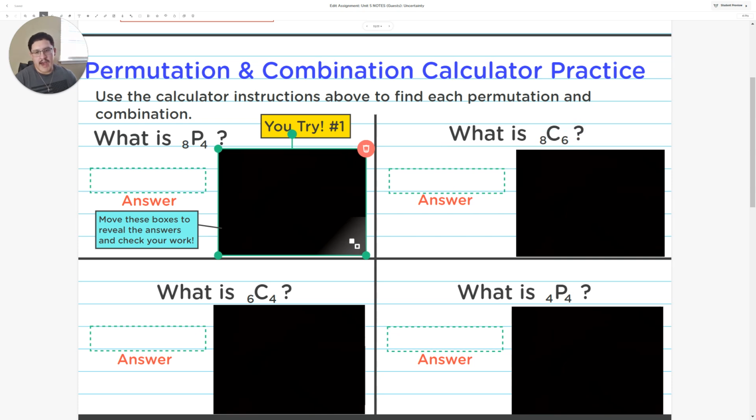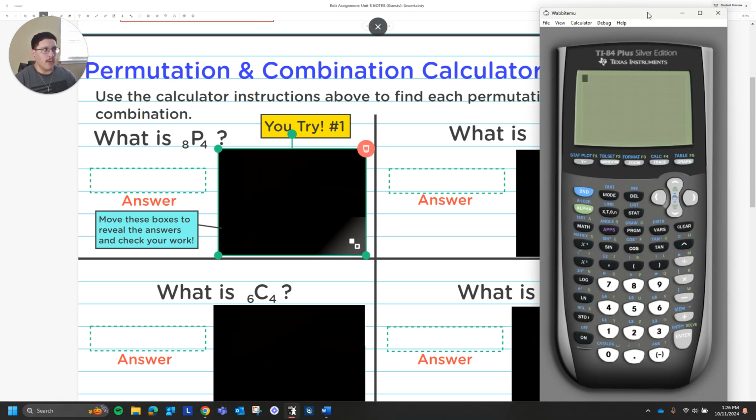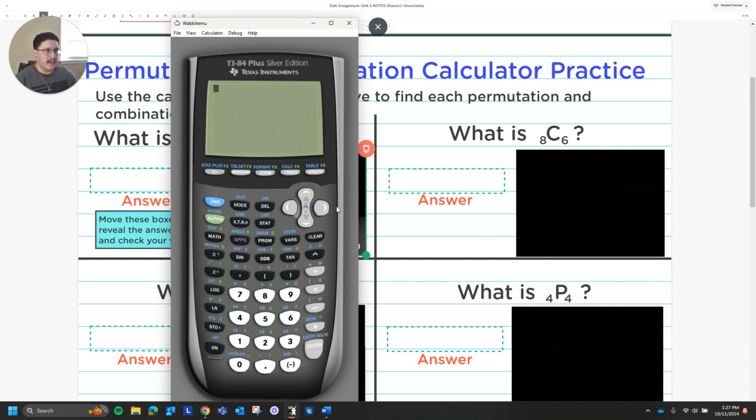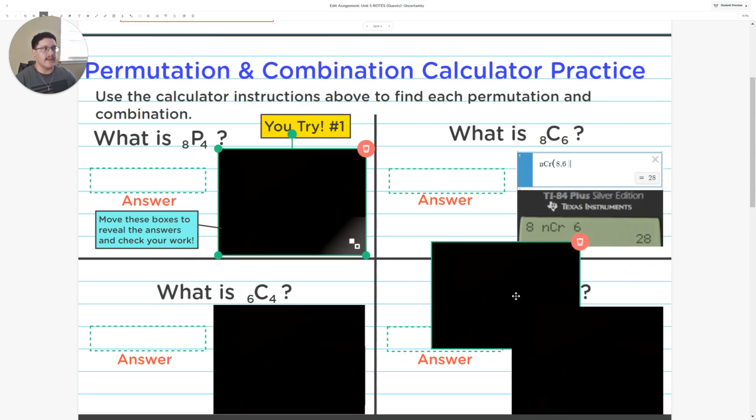Okay, so I'll use the TI-84 on the next one, just to go back and forth on each calculator. TI-84, what is 8 combination 6? Oh, I'm sorry. First, for the TI-84, I'm going to put the number 8, and then math, go right to PRB, choose nCr for combination, and then press 6. Hit enter, and then you'll get the answer as 28. 28 different combinations.